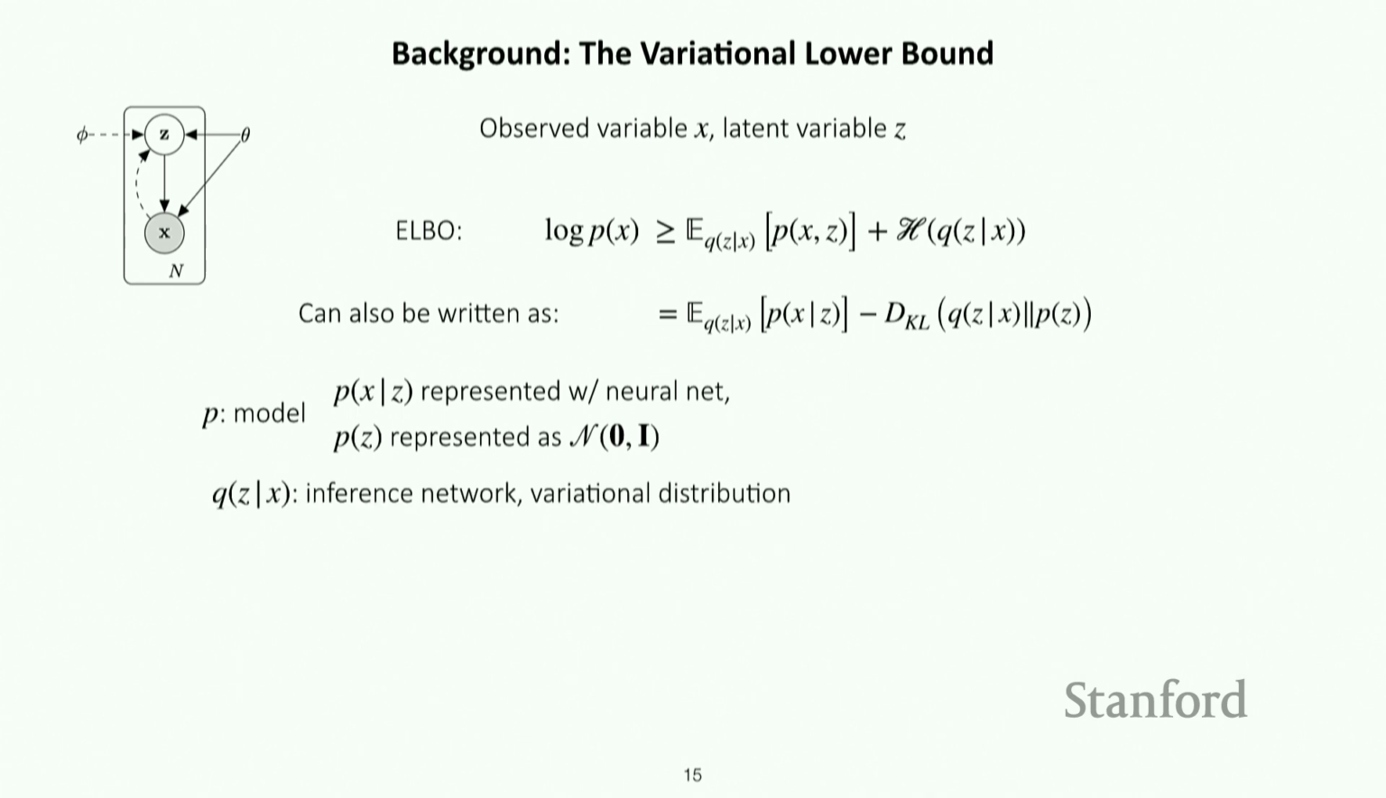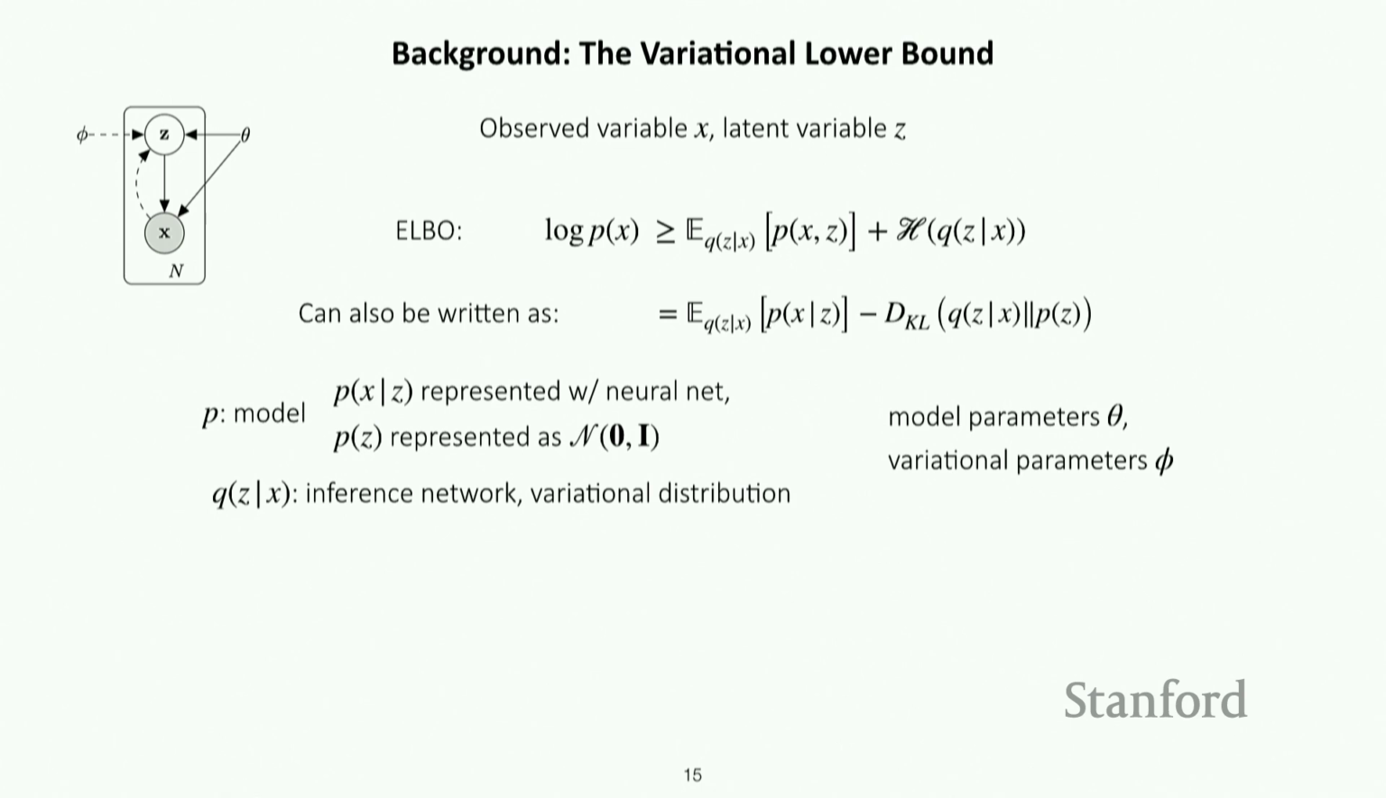Okay, and then Q of z given x is also represented by a neural network. This is also often referred to as your inference network or your variational distribution. And then to connect to the graphical model a bit, when using variational inference in the context of deep learning, you often use theta to represent your model parameters and phi to represent the parameters of your inference network. I dropped these in all of these equations because we're going to be using theta and phi to represent different things, as you might imagine, on the following slides.